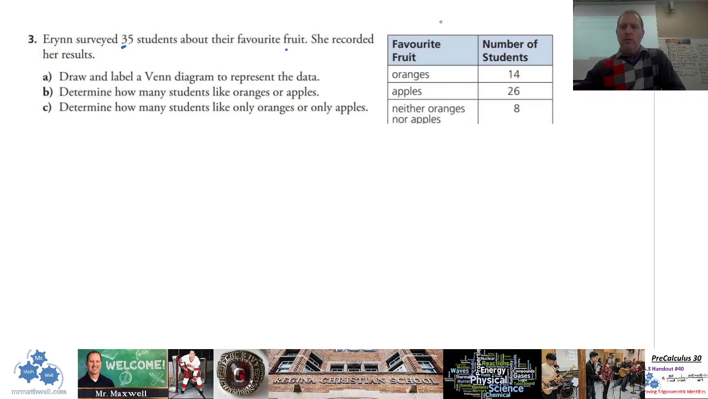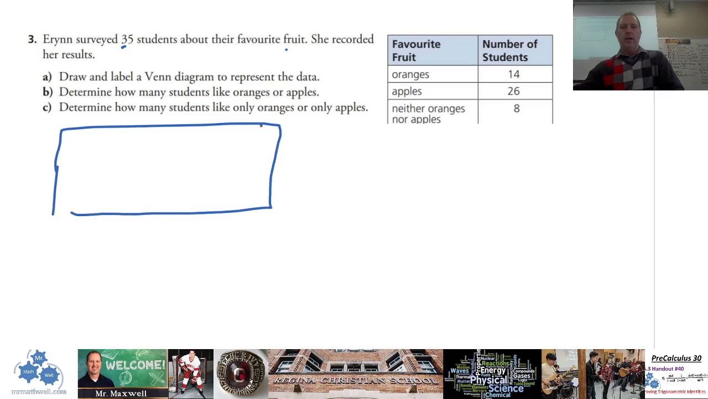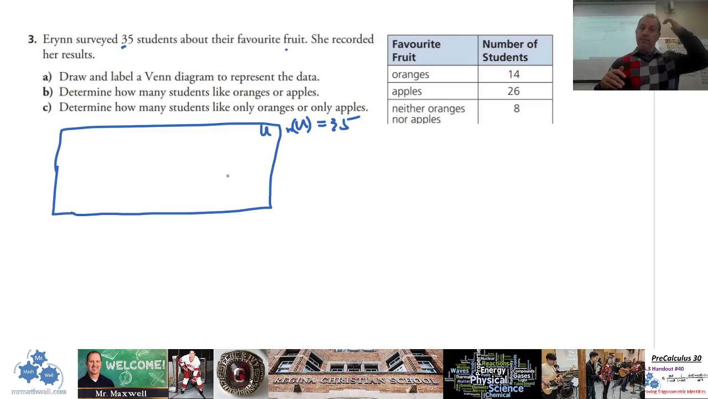Okay, so we've got a list of favorite fruits, and we've got numbers of students. There's 35 students, so I'm going to draw a rectangle here. This is the universal set. There's got to be 35 students, right? The number in the universal set has got to be 35. That's what we know. So 35 people have to go inside this big jumbo rectangle for the set.